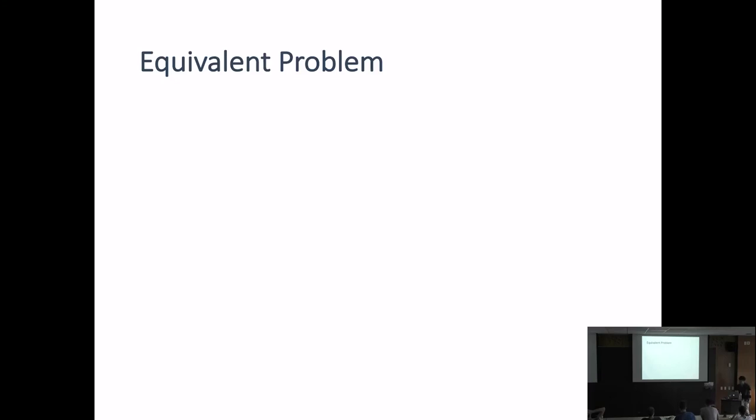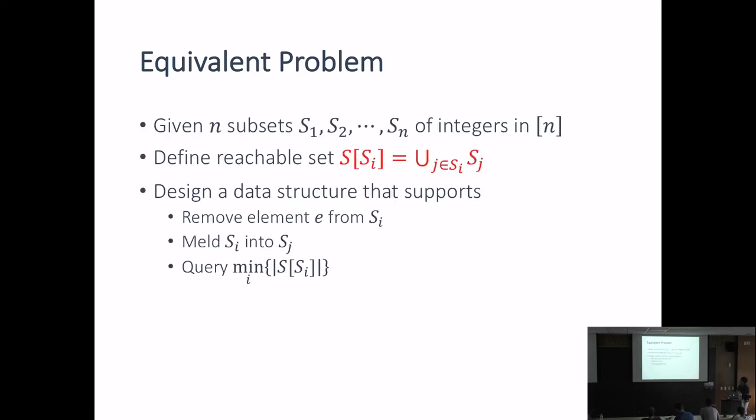Okay. So in order to solve this problem, we solve the min-degree ordering problem. We propose an incremental problem. This problem has nothing to do with graphs. It's a very simple problem where we have n subsets S1 to Sn, and then we define the reachable set of Si to be the union of the sets with the indices in Si. So say we want to know the reachable set of S1, we check every single element in S1, say 3, 5, and 7, and then the reachable set of S1 is just the union of S3, S5, and S7.